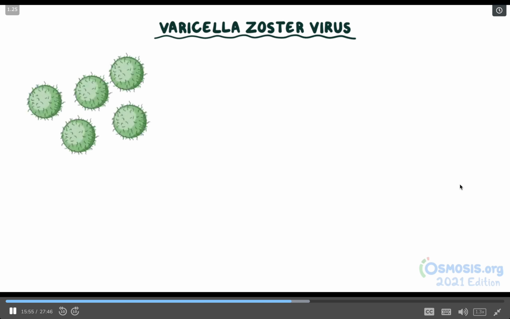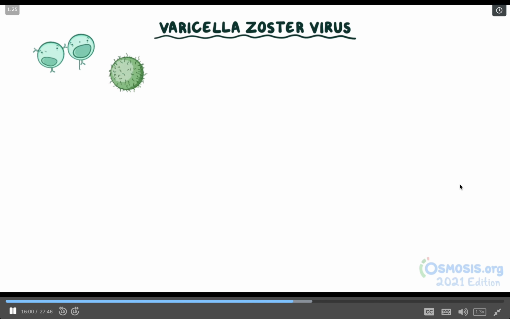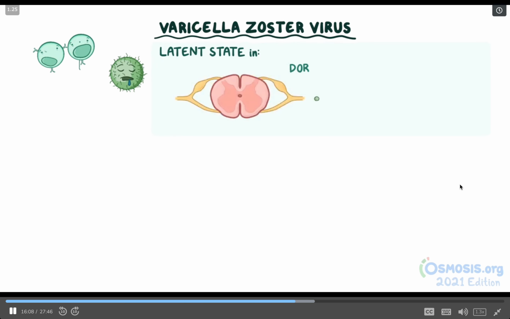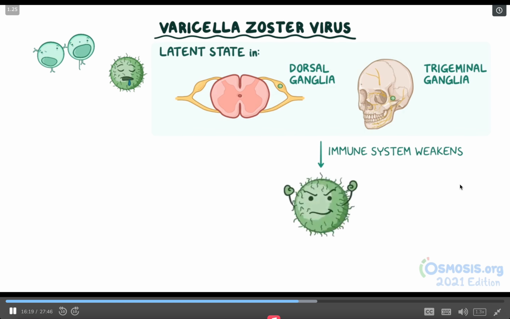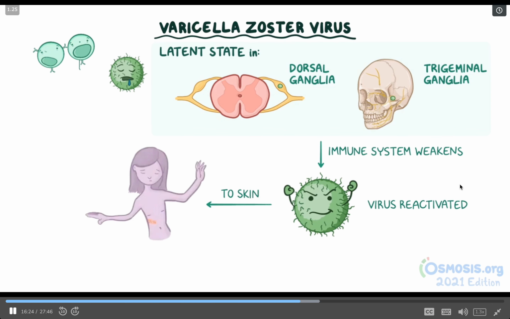Over time, when the adaptive immune reaction kicks in, most of the viruses in the body are eliminated, but some can remain dormant in ganglions for many years. Usually, the virus establishes a latent state within the dorsal ganglia and the trigeminal ganglia. Later on, if the immune system weakens due to aging, stress, or immunosuppressive therapy, the virus can be reactivated. It then travels back up to the skin and causes an infection in the innervated dermatome. That's called herpes zoster or shingles.